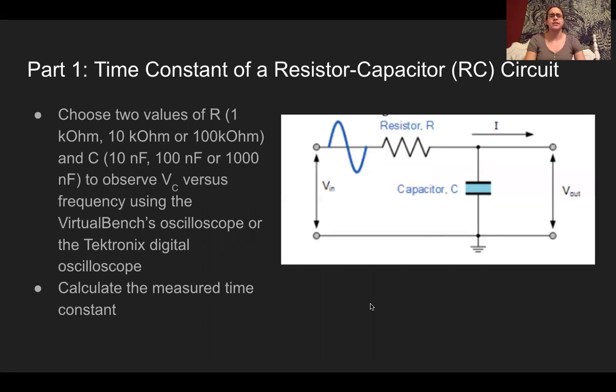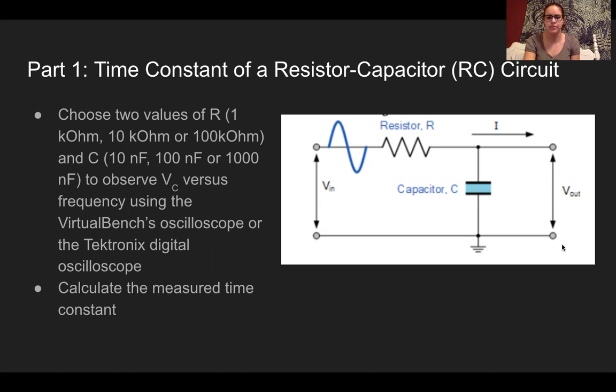For the first part of this experiment, two circuits will be made on a solderless breadboard using two different values of resistance and two different values of capacitance. For the resistance, you can use 1 kilo ohm, 10 kilo ohm, or 100 kilo ohms. And for capacitance, you can use 10 nanofarads, 100 nanofarads, or 1,000 nanofarads. For these two circuits, you will observe the voltage across a capacitor versus frequency using the virtual bench's oscilloscope or the Tektronix digital oscilloscope.